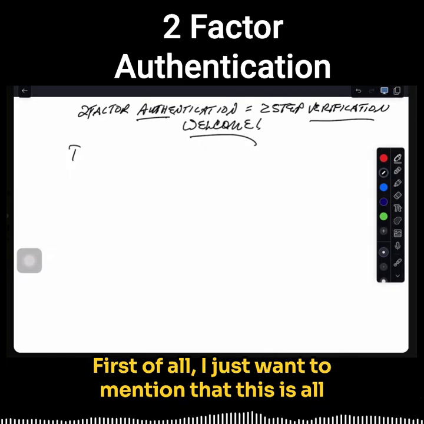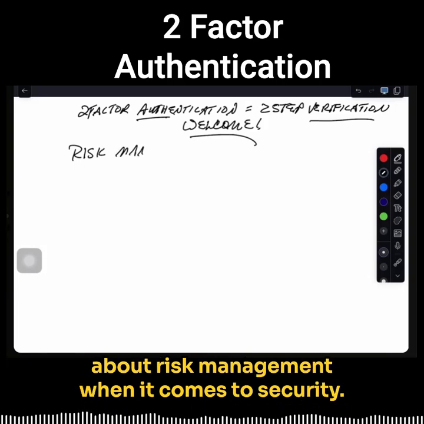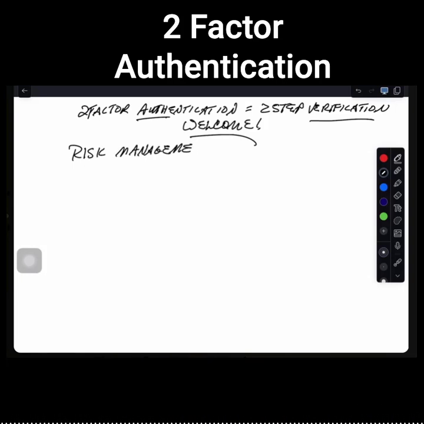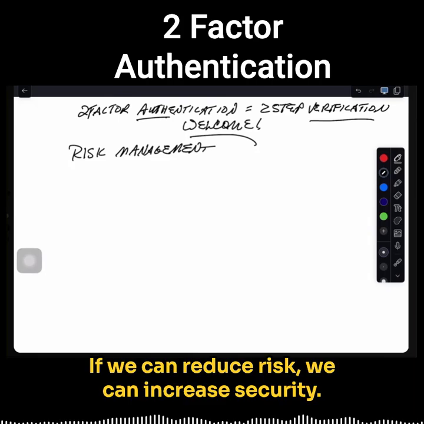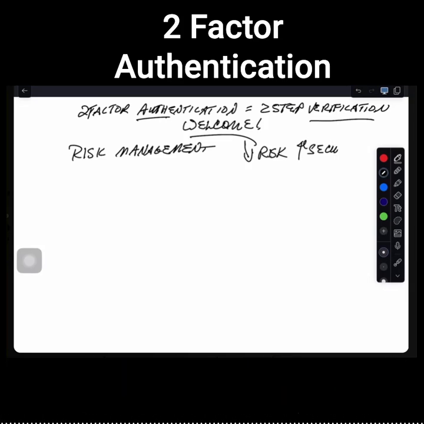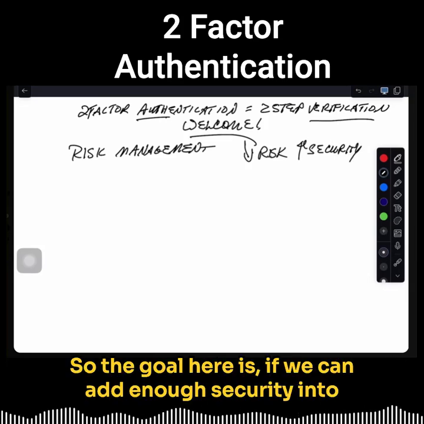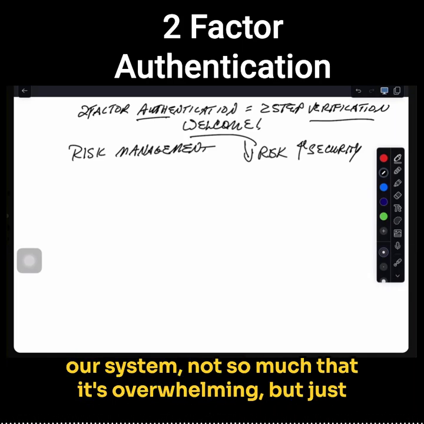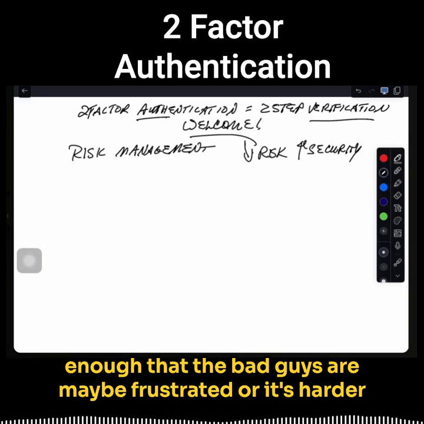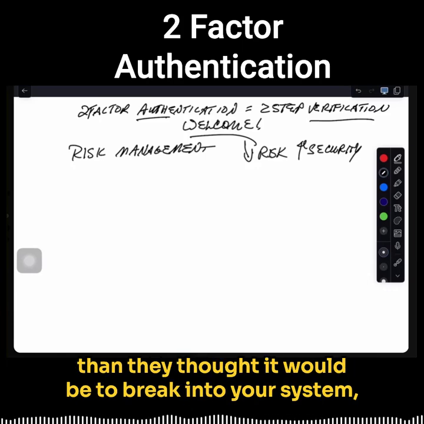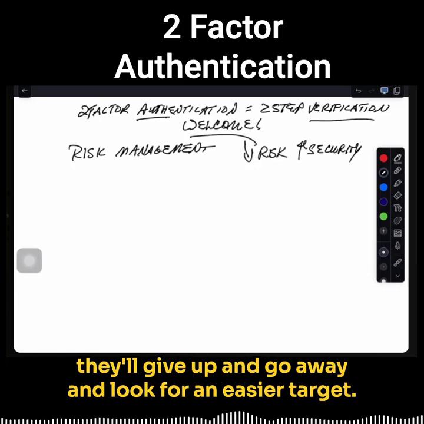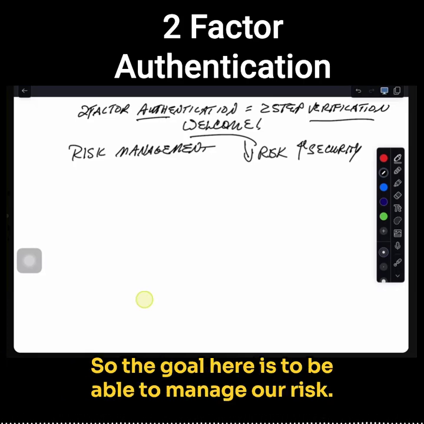First of all, I just want to mention that this is all about risk management when it comes to security on the internet. If we can reduce risk, we can increase security. So the goal here is, if we can add enough security into our system, not so much that it's overwhelming, but just enough that the bad guys are maybe frustrated or it's harder than they thought it would be to break into your system, they'll give up and go away and look for an easier target.